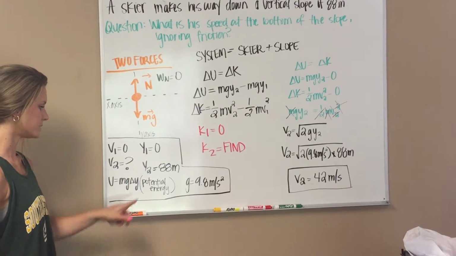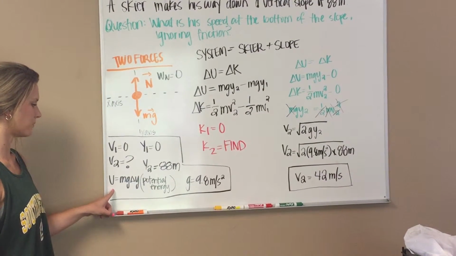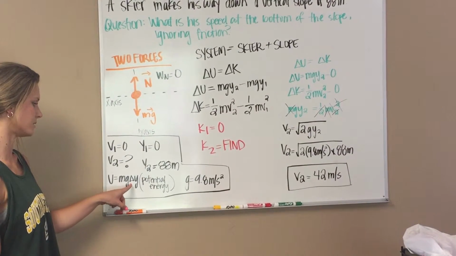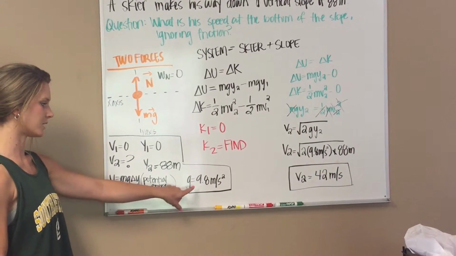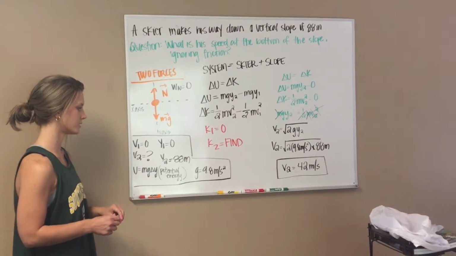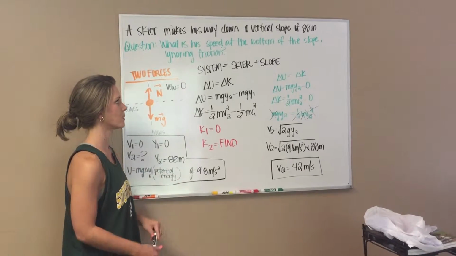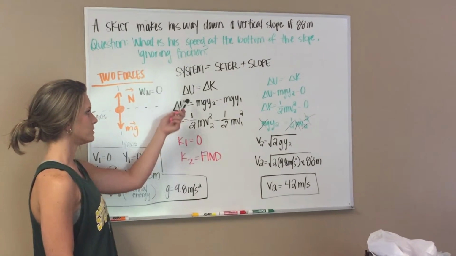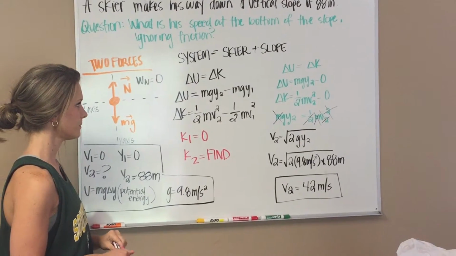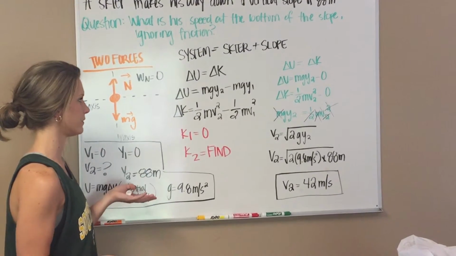Our potential energy, or U, can be found doing the mass times the gravity force and the change in y. And our G constant, or the gravitational force when you're close to the surface of the Earth, is 9.8 meters per second squared. So we're going to set our change in potential energy equal to the change in kinetic energy, and we're going to solve for each.